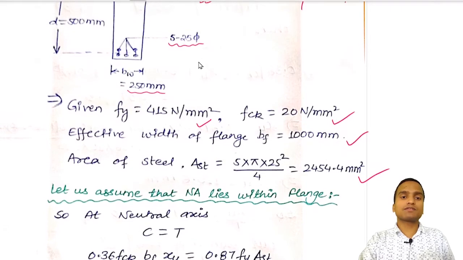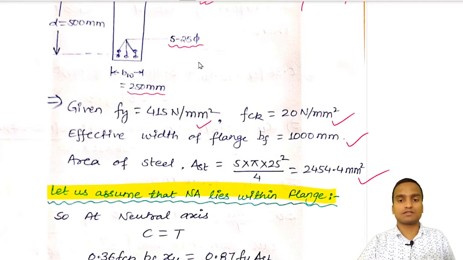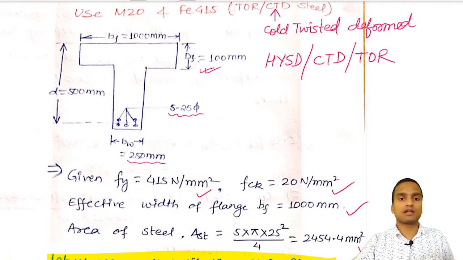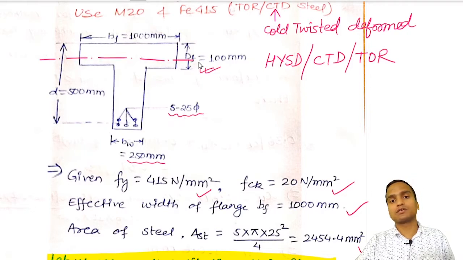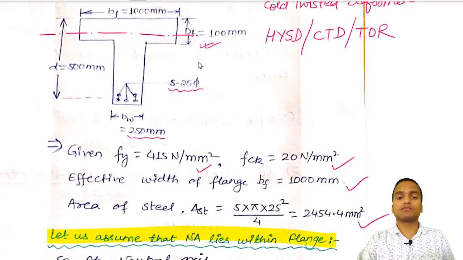Now first of all we assume that the neutral axis lies within the flange. This is a very simple case. The neutral axis is lying within the flange, so that means this is the neutral axis, somewhere lying here. If this were true, then the calculation of compressive force is very easy. So we just apply the equilibrium of forces.